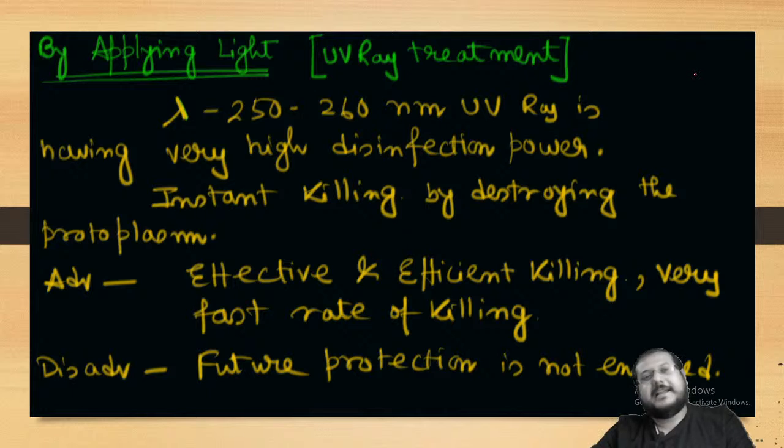Now we are going for by applying light. By applying light does not mean the sunlight part. Generally, it is called UV ray treatment. In your domestic water treatment units, like whatever you are putting in your houses, Kent, RO, Aquaguard, a lot of things are there. So by applying light is called UV ray treatment, where the wavelength lambda is 250 to 260 nanometer. UV ray is having very high disinfection power. Instant killing is ensured by destroying the protoplasm.